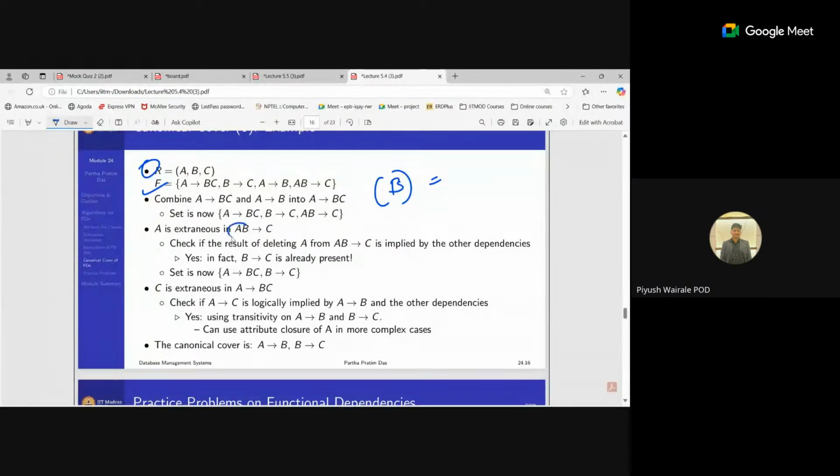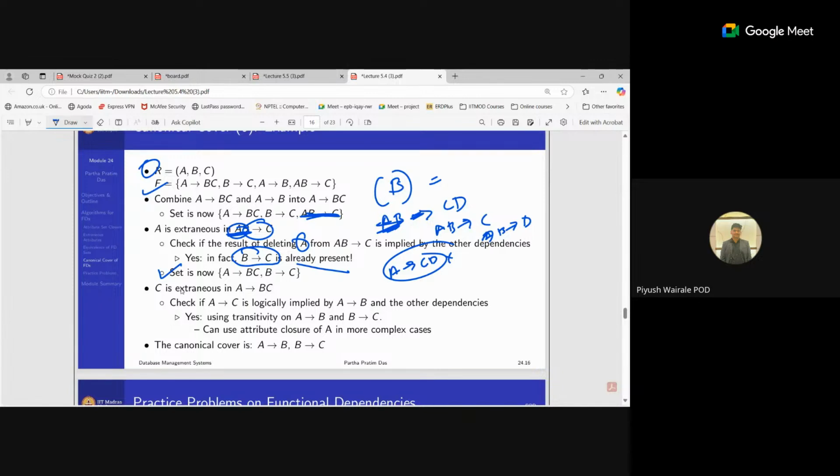Because we cannot apply the decomposition rule to the left-hand side, right? AB determines CD means AB determines C, I can write, and AB determines D, I can write. But it doesn't mean that A determines CD. This is not correct. We cannot decompose the left-hand side. So simply remove that and see whether we are getting this or not. After deleting A from AB, it is implied by other dependencies. In fact, B determines C is already present here, so we can remove that. Anyway, this will be redundant, so we are removing this one. Only this thing will be there.